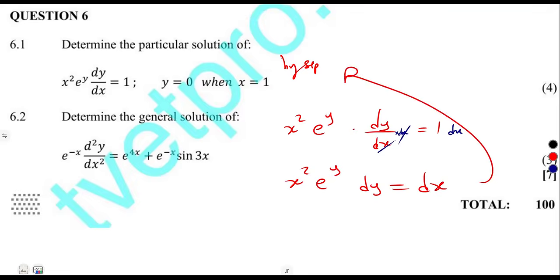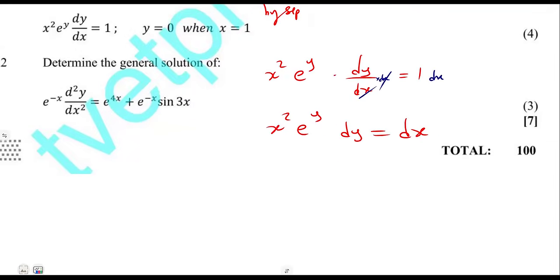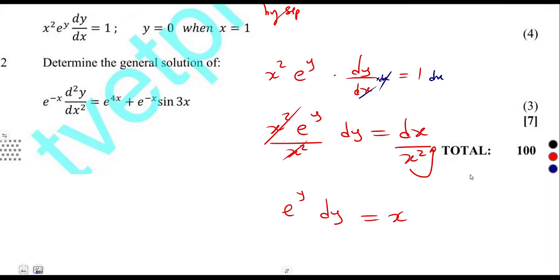We are separating, remember? So dx, here there is x, it must be with dx. How can we have that? Simply divide by x squared, so that this can cancel. We're going to have dx over this, which is the same as x to the exponent of minus 2.